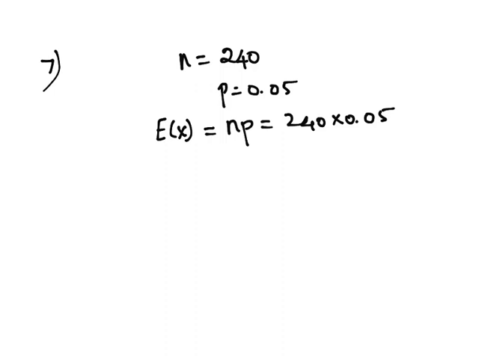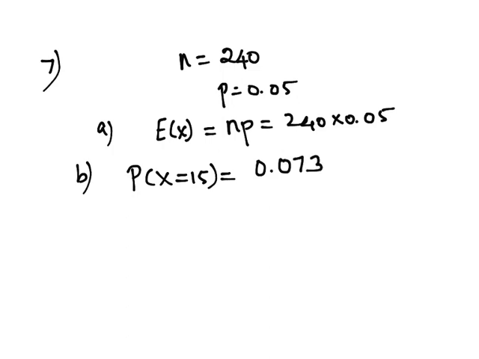This is A. Now B is, find the probability that there are 15 brown eggs in the box. That means P of x equal to 15. So go to distribution, binomial, go to BPD, enter x as 15, number of trials is 240, probability of success is 0.05, enter, you get 0.073 as the answer, right?